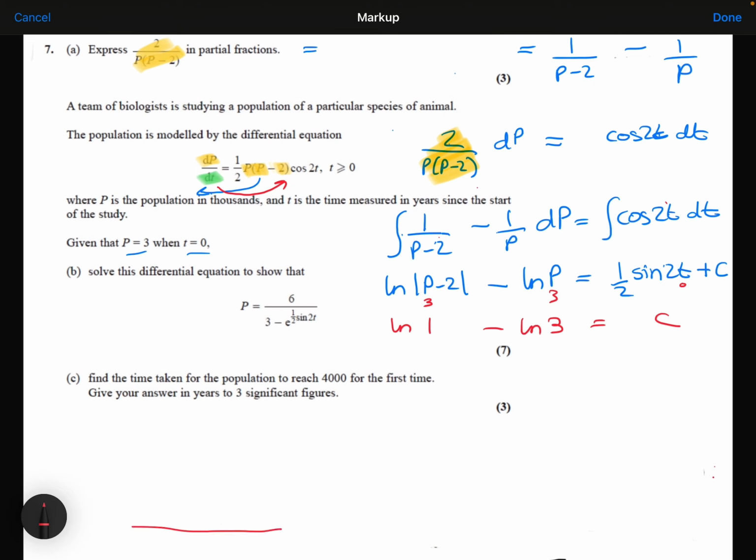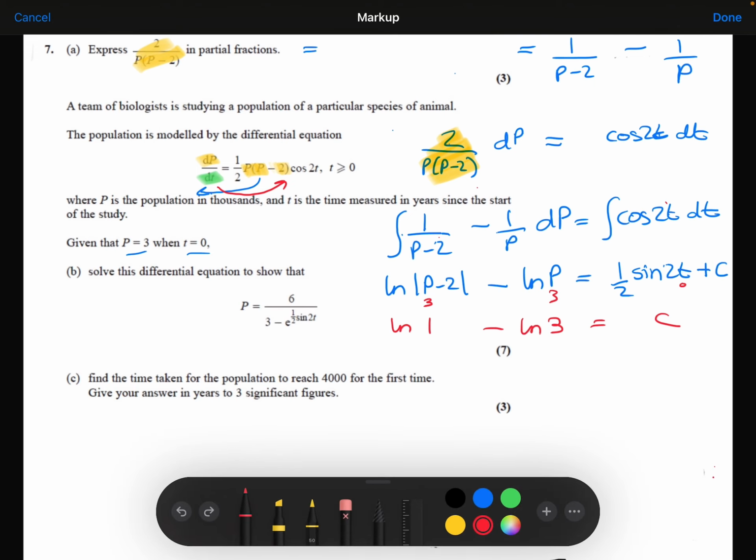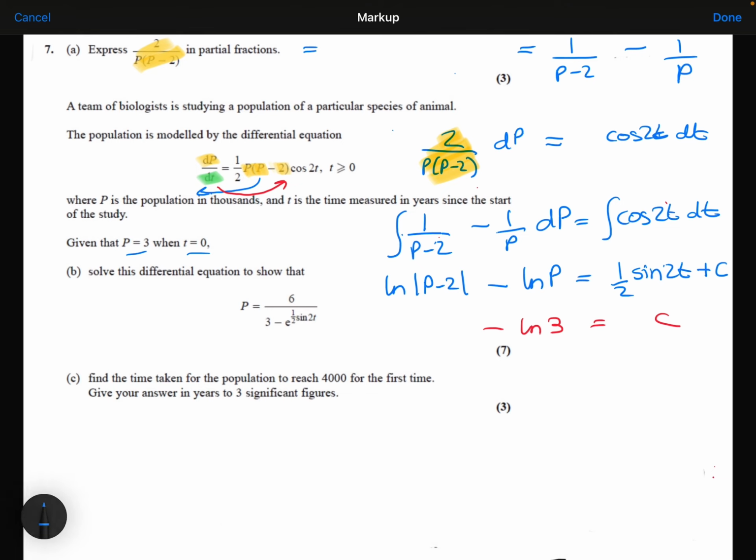And also ln 1 is just 0 as well. So actually c is just minus ln 3. So I can update my equation. I can say ln p minus 2 minus ln p equals a half sine 2t minus ln 3.